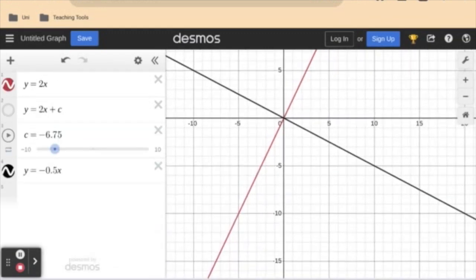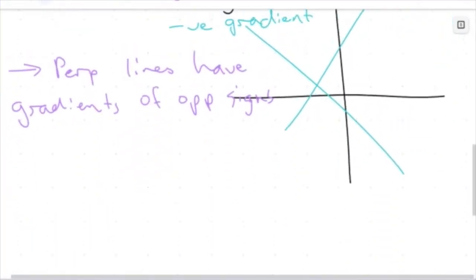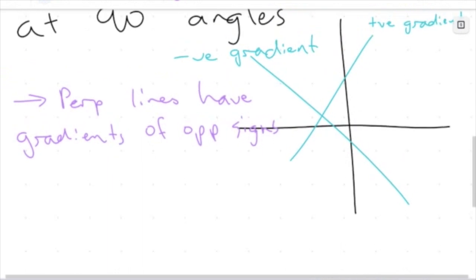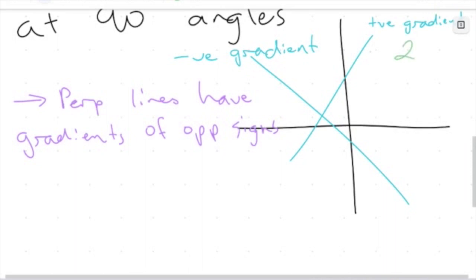Okay, this now looks a lot more promising. So this angle here now looks like it makes a 90-degree angle. But how does that work, right? Let's just make a little note here. So these worked, for example, when I had a gradient here of 2, and my gradient here was negative 0.5 or negative a half.